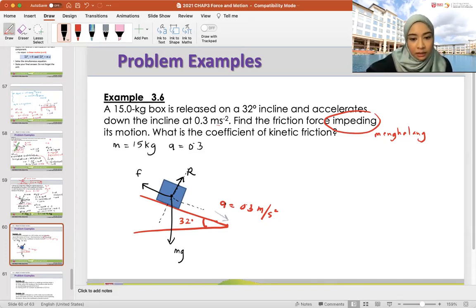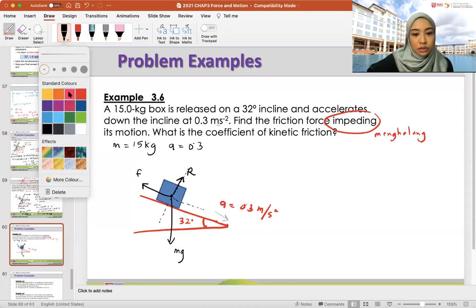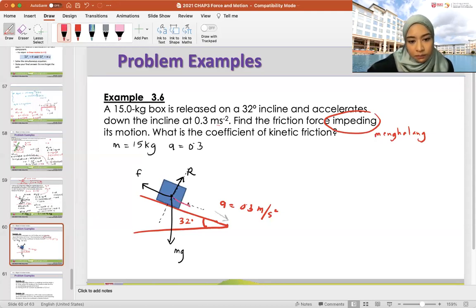The motion is to the right. We have mg, and now I want to resolve mg because we want everything on the axis. mg is not on our preferred axis, so we will resolve it: mg sine theta, and this is theta, and mg cosine theta.